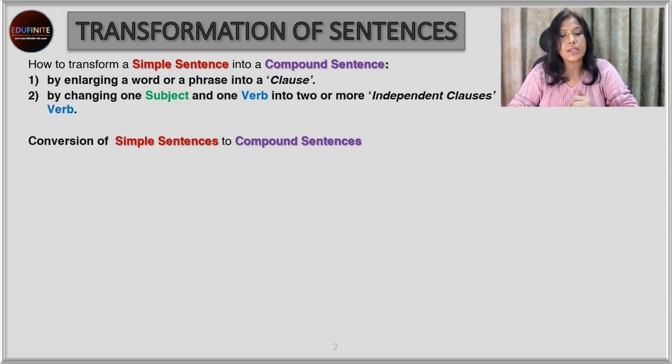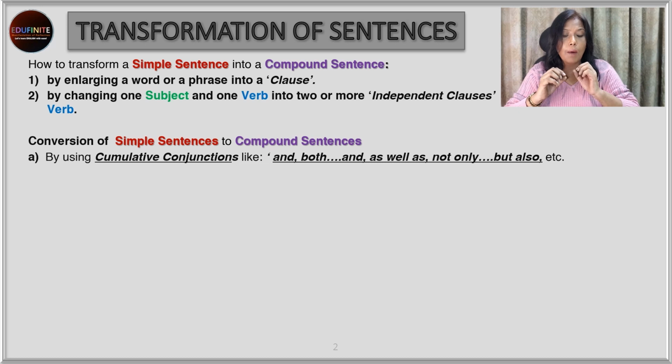Next, let's look into the conversion of simple sentences into compound sentences. What is the first method? By using cumulative conjunctions like and, both, and, as well as, not only but also. This is how we transform a simple sentence into a compound sentence by using these cumulative conjunctions. Now, what are cumulative conjunctions? These are conjunctions that merely add one statement to the other. So let's look into them.